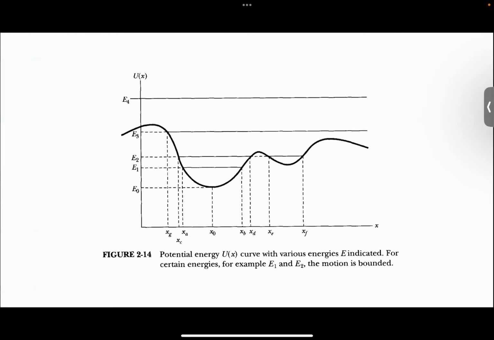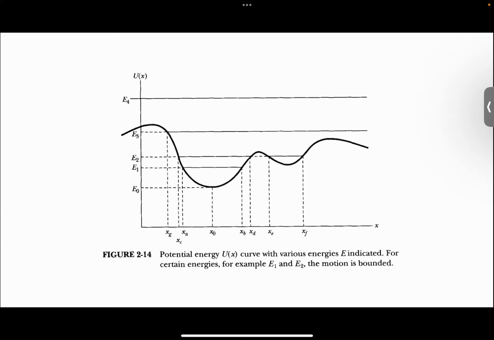Typically, any system will react to a certain potential. Kung walang potential dyan, then that means that there's no external force, di ba? Kasi the force is just equal to the gradient of the potential.